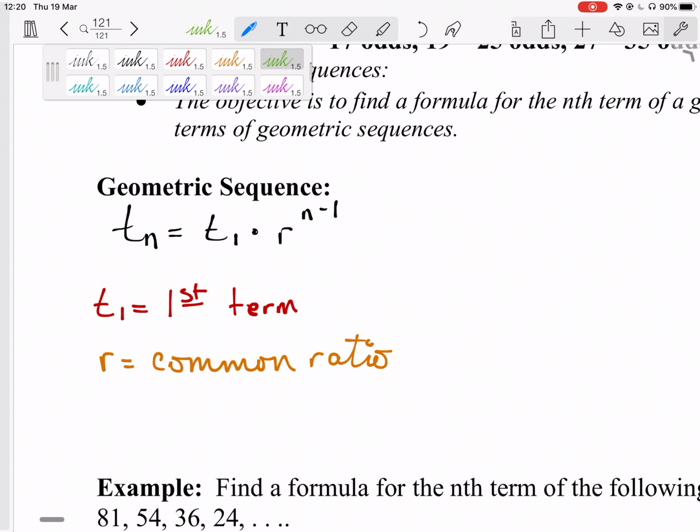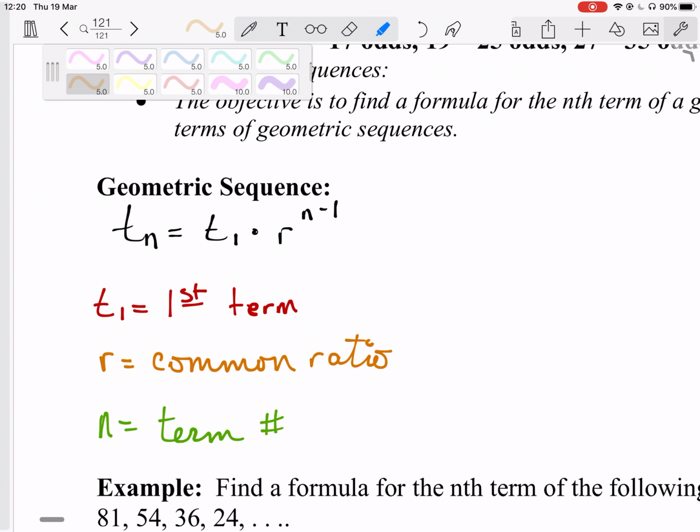And just like before, n is going to be our term number, or term hashtag, depending on how you want to see it. But it's our term number, so what term we're talking about. So like third term, or fourth term, or seventh term, or 187th term.